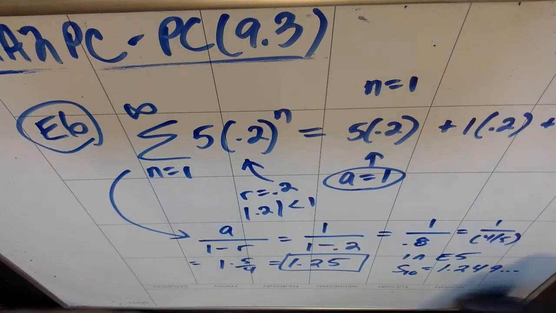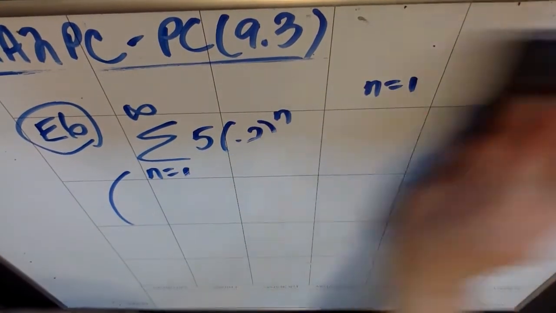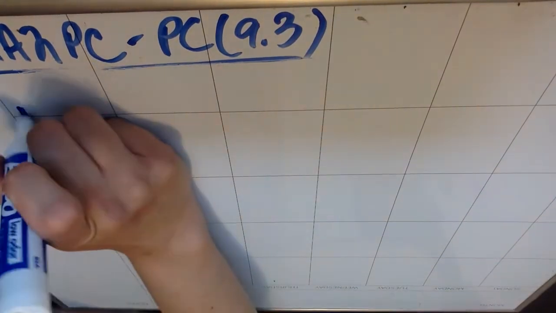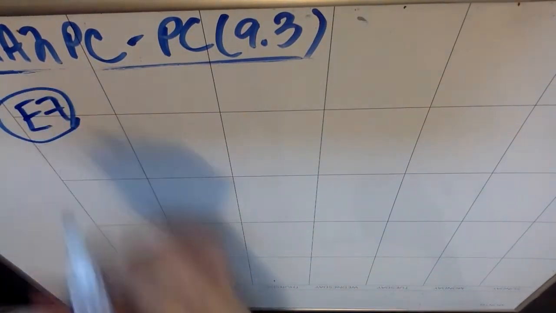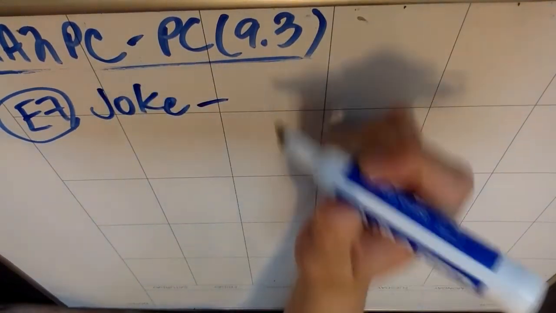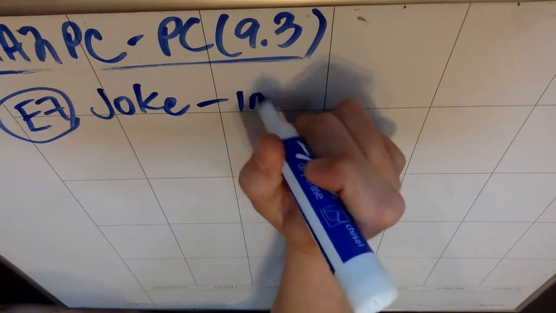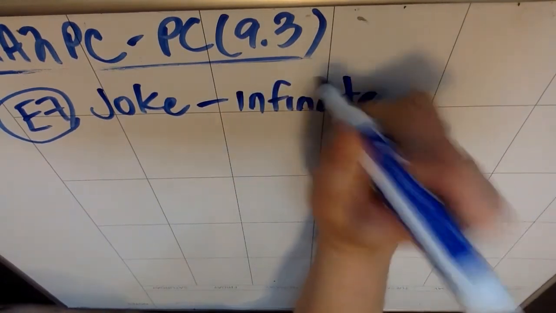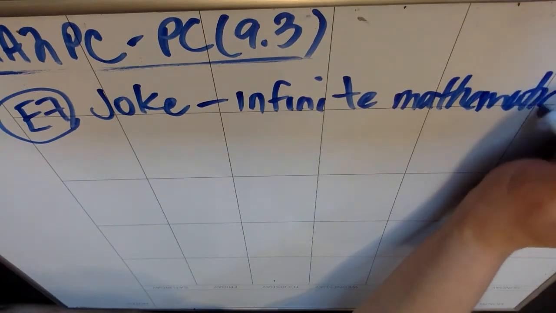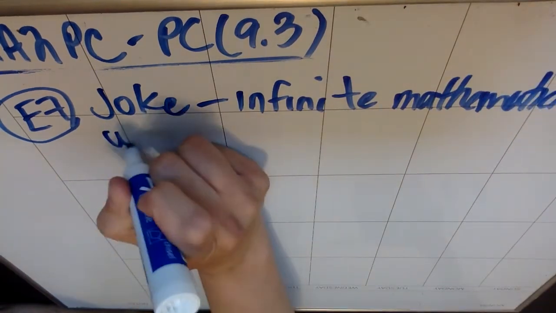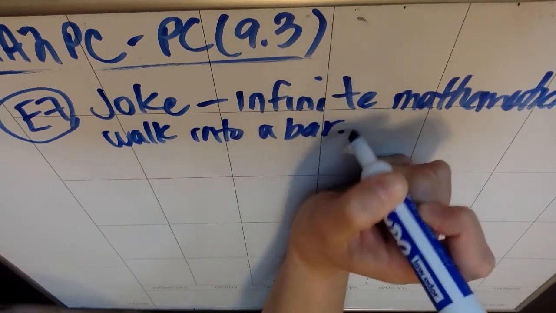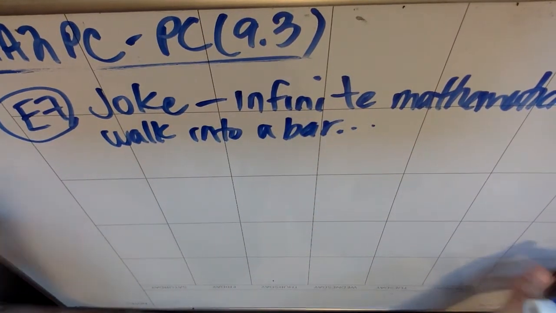So we're going to do example 7. We're going to do a joke about infinite mathematicians walking into a bar. Okay, so I'm going to tell you the joke. I'm not going to write the whole joke down because that's just miserable.